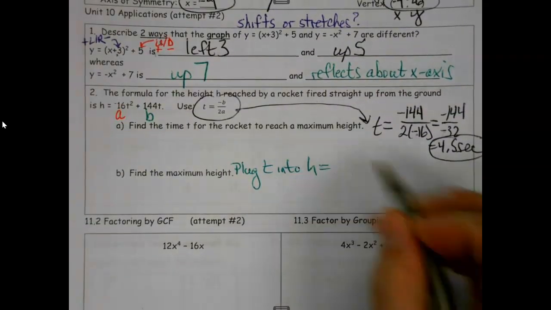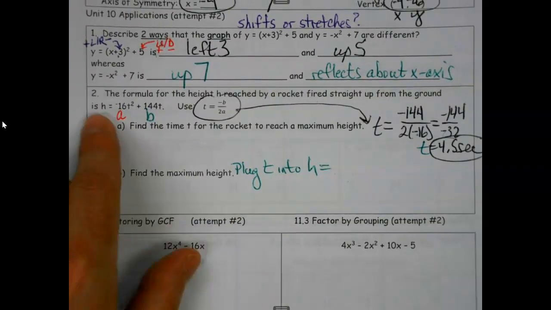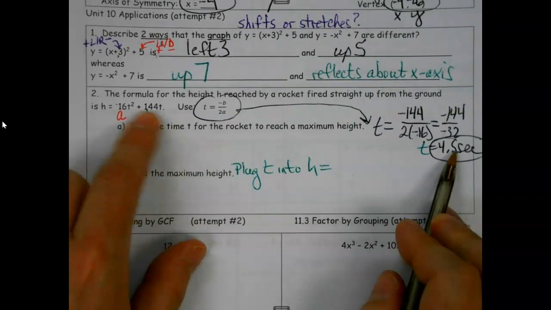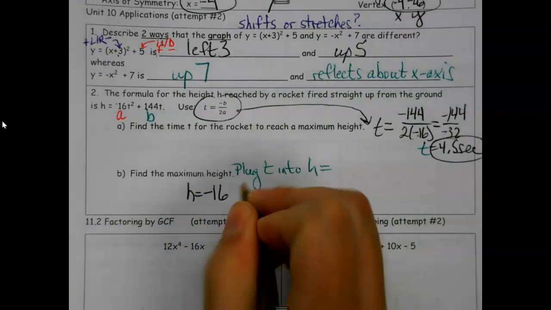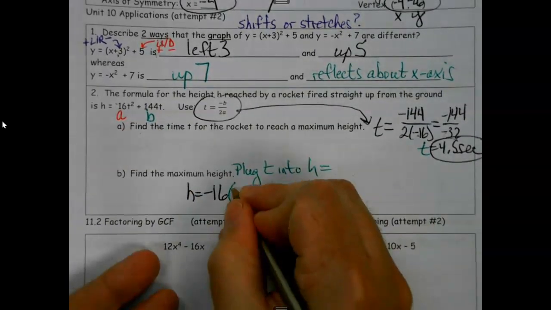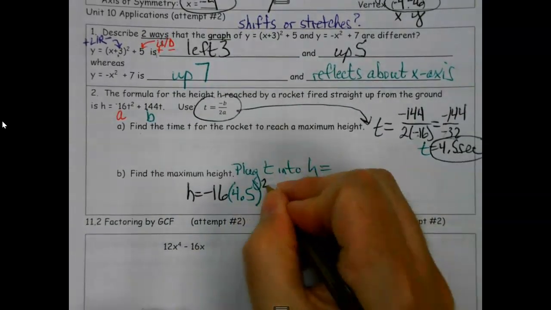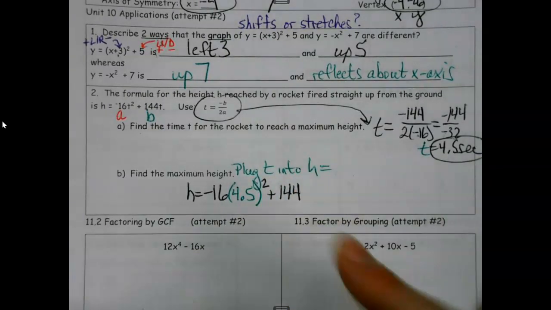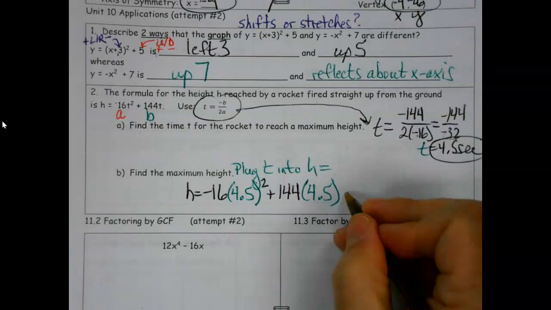So, once I know what my t is, to find the maximum height, h, height, plug that into my equation. So, h equals negative 16t in parentheses. When in doubt, use parentheses. Plus 144 times 4.5.